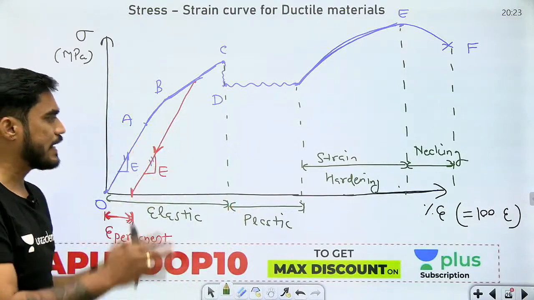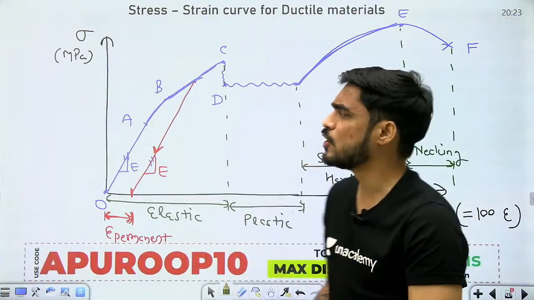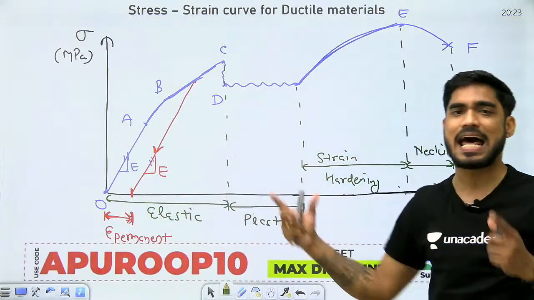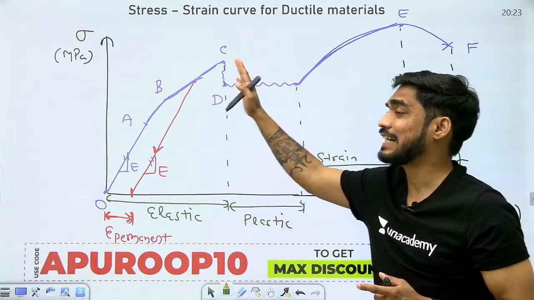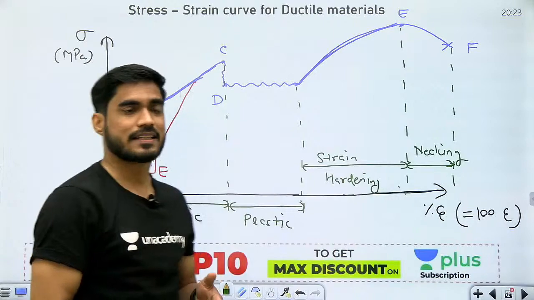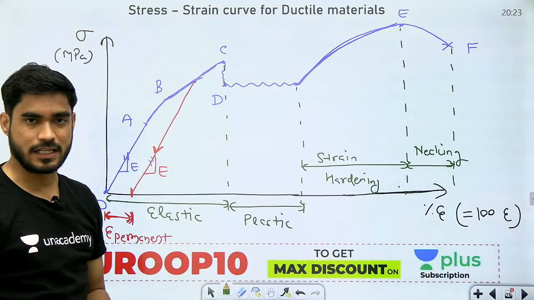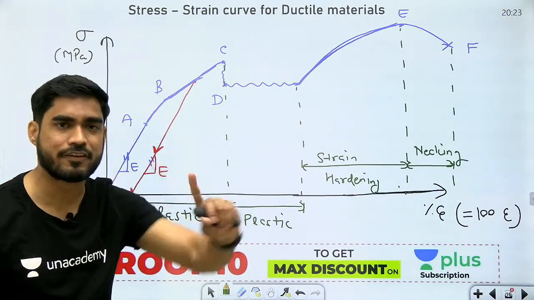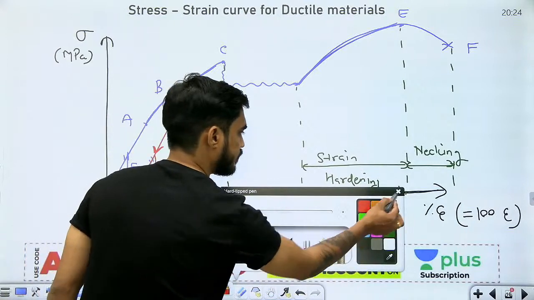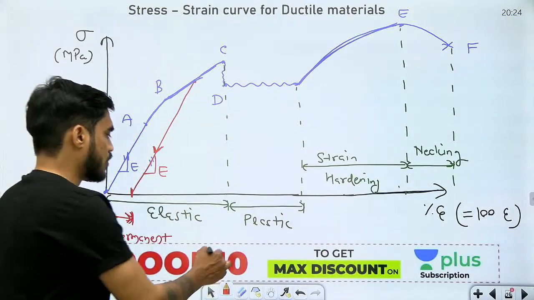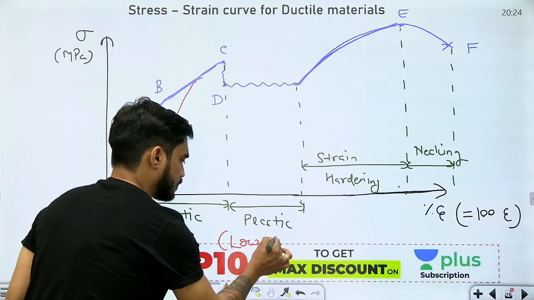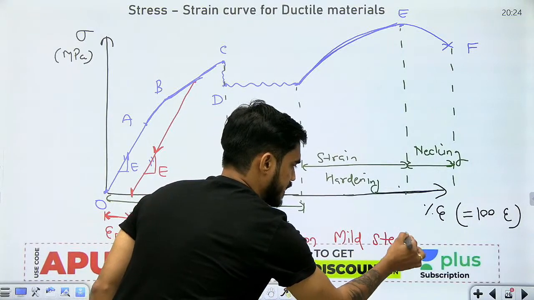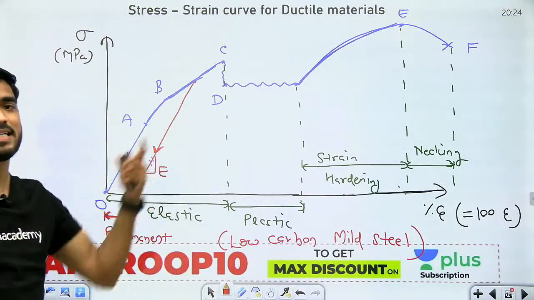Now, can you see that the total deformation is huge? From this point to this point, the total deformation is very large. So this is known as a ductile material. This is the stress strain curve of a ductile material. But this is not the stress strain curve of every ductile material. This is the stress strain curve of a low carbon mild steel.